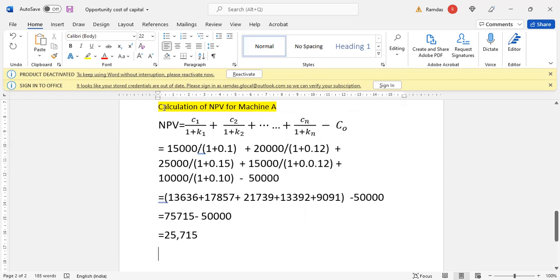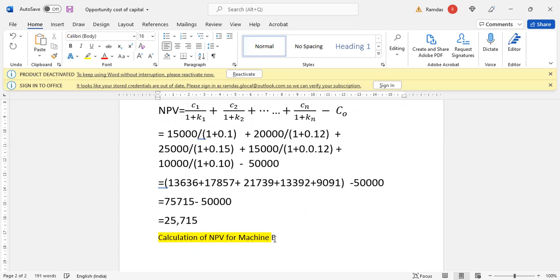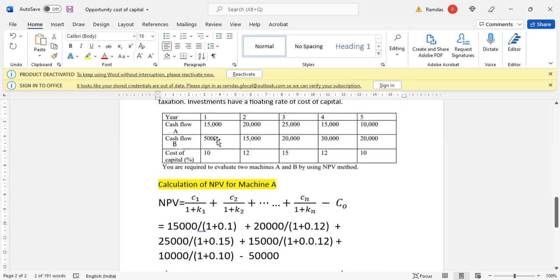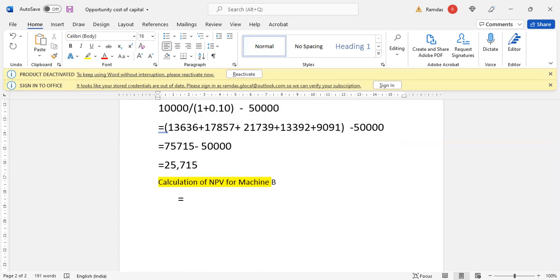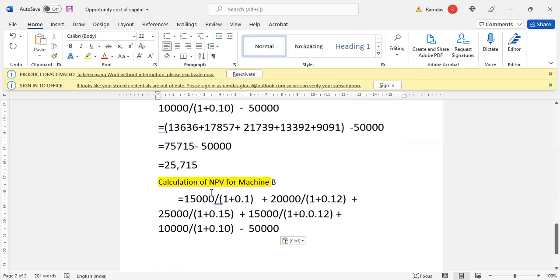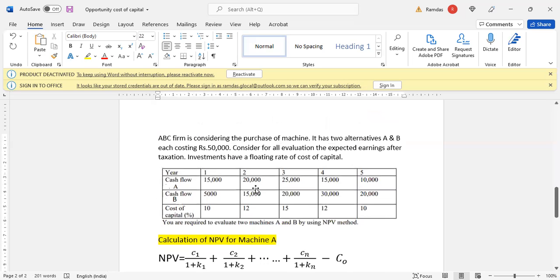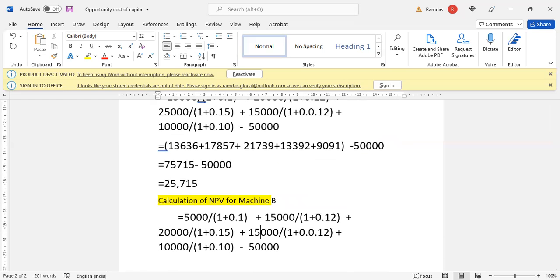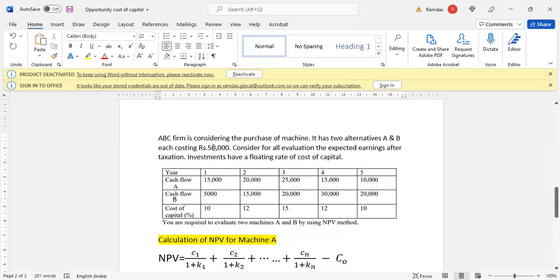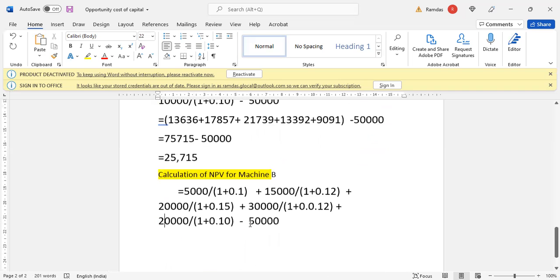So similarly, we calculate the NPV for machine B. Here the cash inflows are going to vary, but your cost of capital remains the same. So I take the same thing, but I will be changing only the cash inflows. NPV is equal to, only your cash inflows change: 5,000, 15,000, 20,000, 30,000 and 20,000, minus your original investment. It is the same, because the problem mentions that it has two alternatives A and B, each costing 50,000. That means both A and B have the same cost.